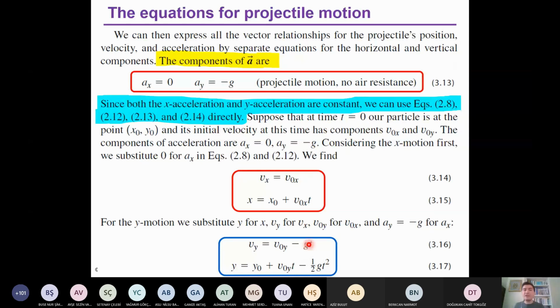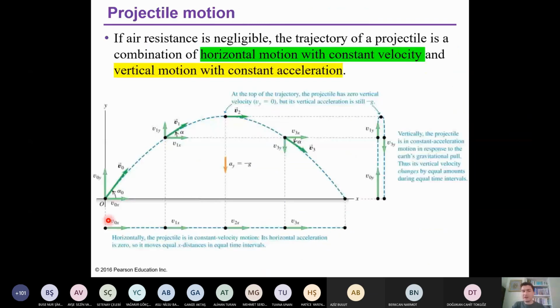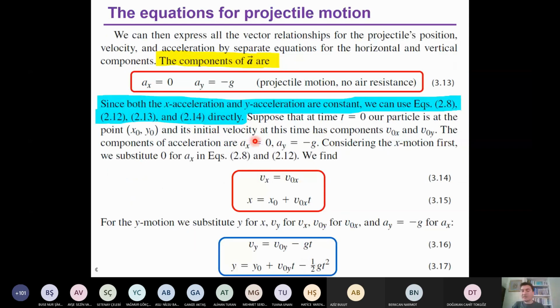So what do you see here? We have 0 acceleration. Acceleration does not change. It is always 0 here along the x-axis. And acceleration along the y-axis is also constant. Always negative g, right? So we have constant acceleration motion. For constant acceleration, we calculated some equations during the last lecture, 4 equations. So I can use these 4 equations for the projectile motion.